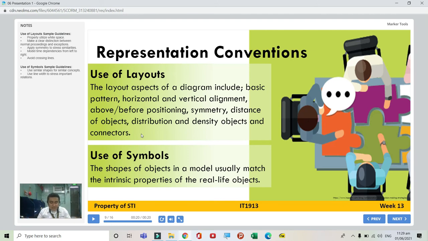And then you have it here, the use of symbols. The shapes of objects in the model should match the intrinsic properties of the real-life object, okay? So the closest representation will always be the best. Like for example, if you would want to represent a scissor, use a scissor symbol. You can use that one.